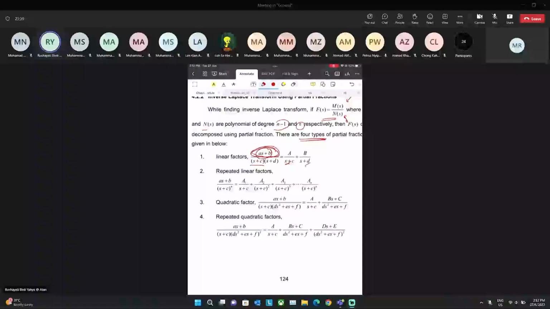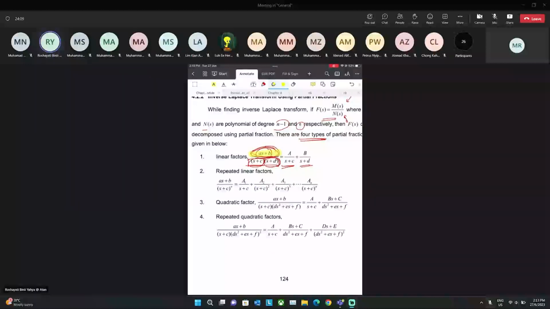The value on your numerator, but we just focus on the denominator. So for this kind of fraction, we have s plus c and s plus d, so that we can just divide into two parts, a over s plus c plus b over s plus d, but we ignore the value on your numerator.